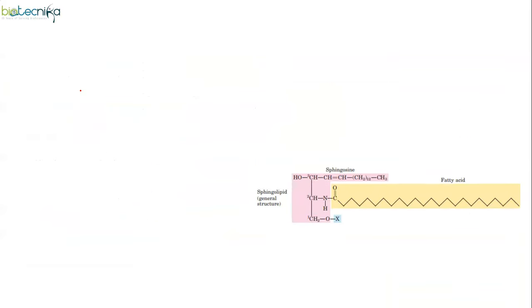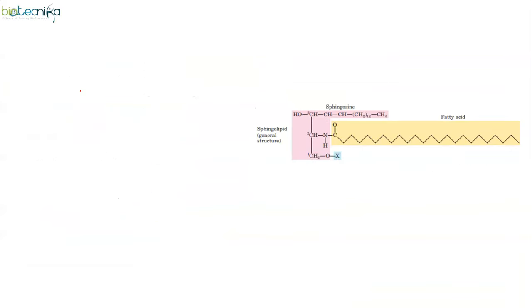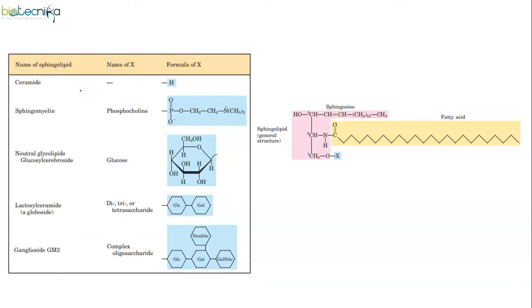Next. Similarly, sphingolipid structure. So, as you can see, we have sphingosine as the structure and there will be an X group present. So, if it is H, we have ceramide. If it is a phosphatidyl choline, it is a sphingomyelin. Then, depending upon the glucose molecule, different sphingolipids are present.